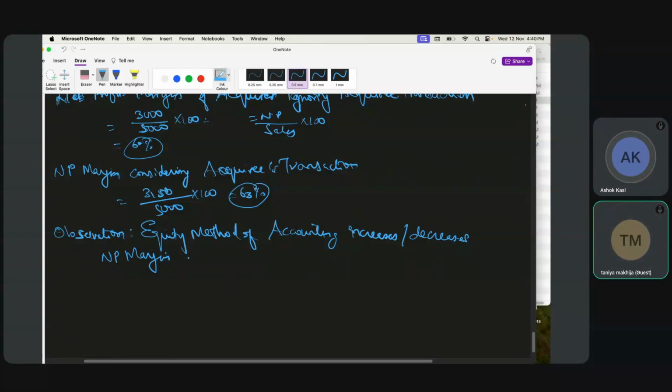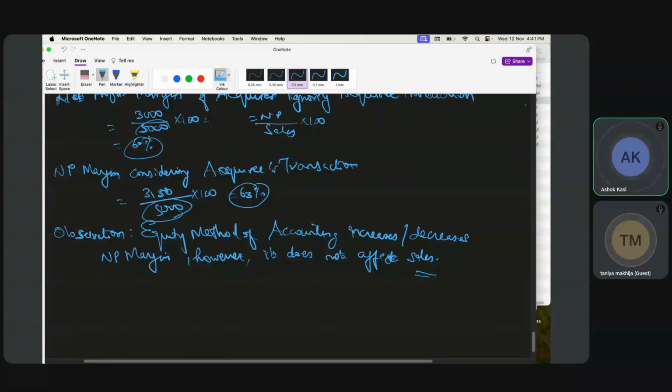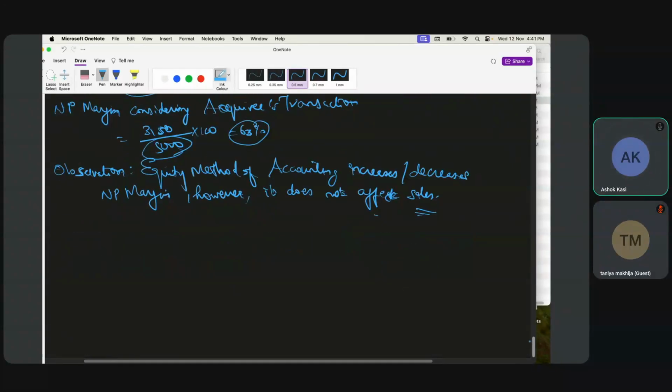However, it does not affect sales. Sales will not get impacted. Okay, sales is remaining the same, no? 5,000. Clear? This is okay? Yes, sir. Okay.